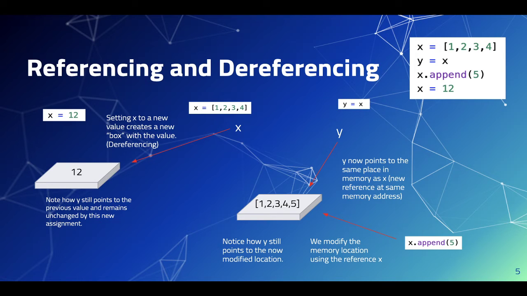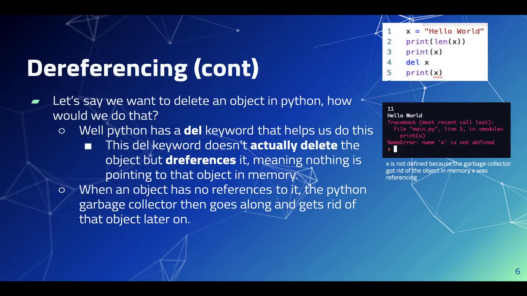Or what is the value of y? Well, y still points to 1, 2, 3, 4, 5, right? Nothing happened to y after we did x.append 5. So y at the end of all this is equal to 1, 2, 3, 4, 5. So it's good to understand how Python actually does references and dereferences variables, because this can lead to unexpected behavior in your code and you'll be able to catch some errors quickly.